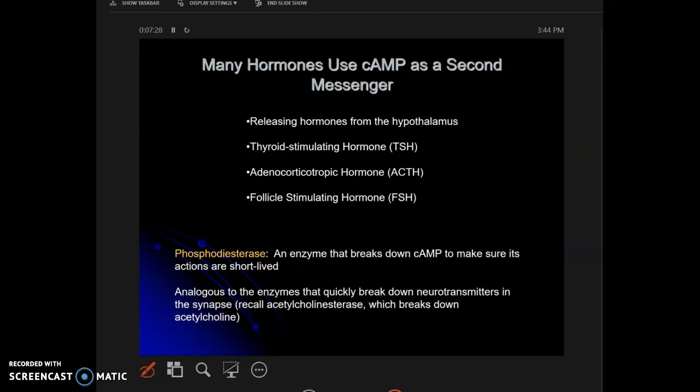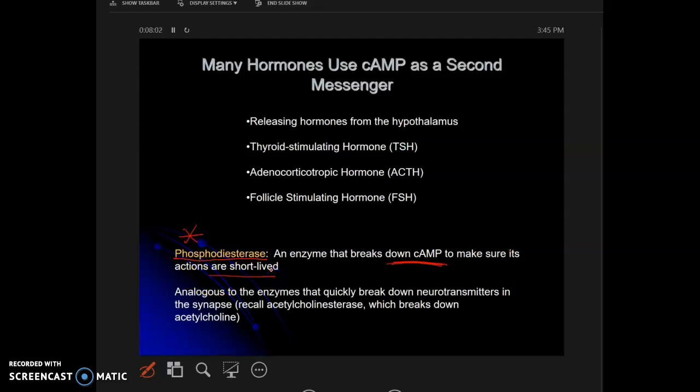So many hormones use cAMP as a second messenger. All right? Now here, these are many hormones, of course we know that, that all the non-steroid hormones use cAMP as a second messenger. So this information is just repeated. But now we talk about another enzyme. All enzymes are going to be important. I'm putting a star mark. Phosphodiesterase. So this enzyme breaks down cAMP to make sure its action is short-lived.